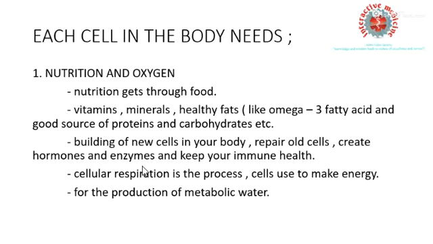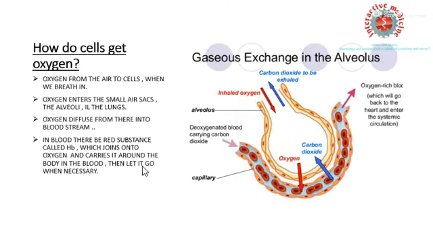Why the oxygen is necessary for cells? Because for cellular respiration. And what is cellular respiration? Cellular respiration is the process cells use to make energy. Cells in our body combine glucose and oxygen to make ATP and carbon dioxide. Oxygen combines with electrons and two hydrogen ions to make metabolic water.